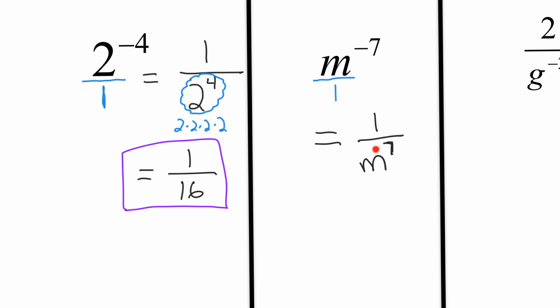Now m to the 7th power, you don't have to expand. You don't have to write it m times m times m, 7 times. So you can keep it as it is, 1 over m to the 7th power. You cannot simplify it anymore.